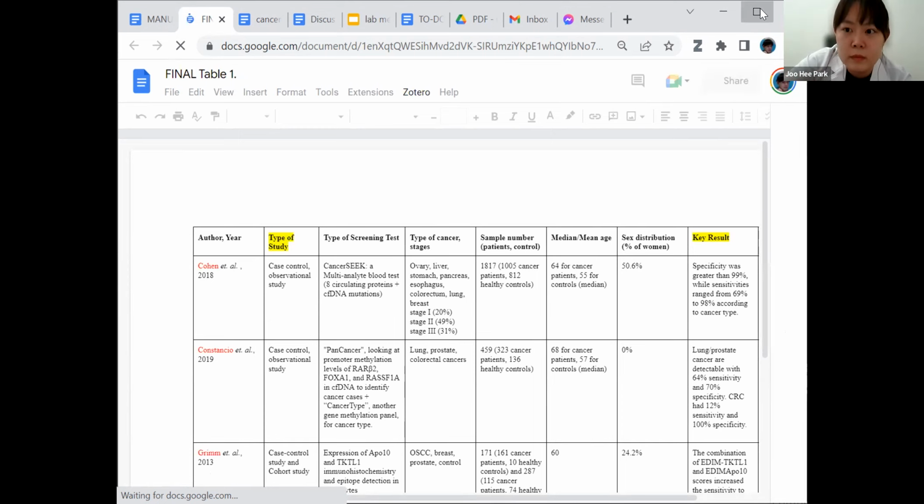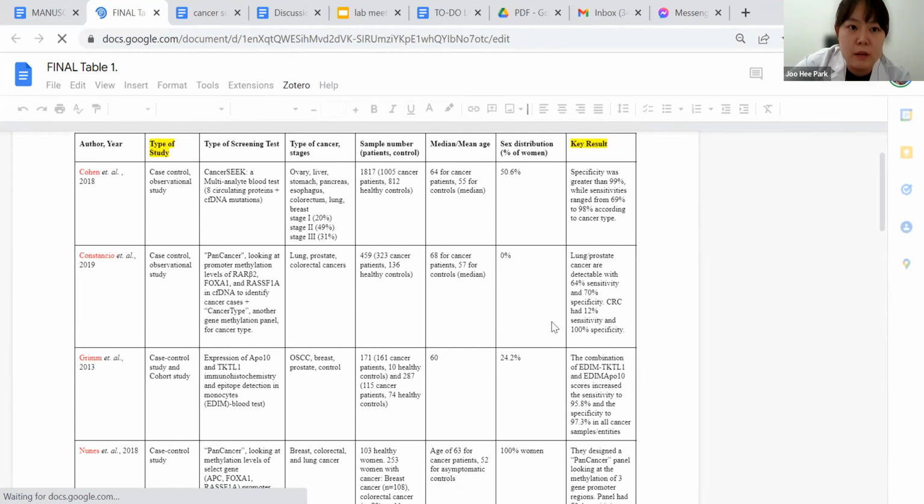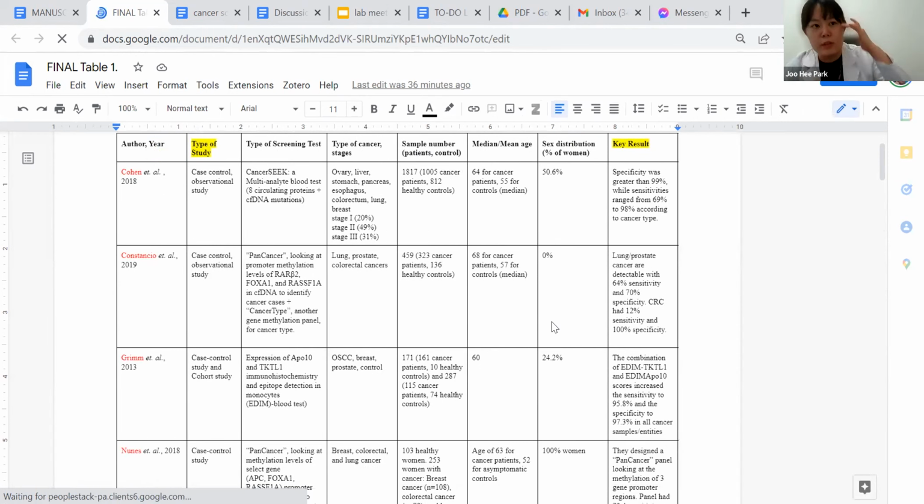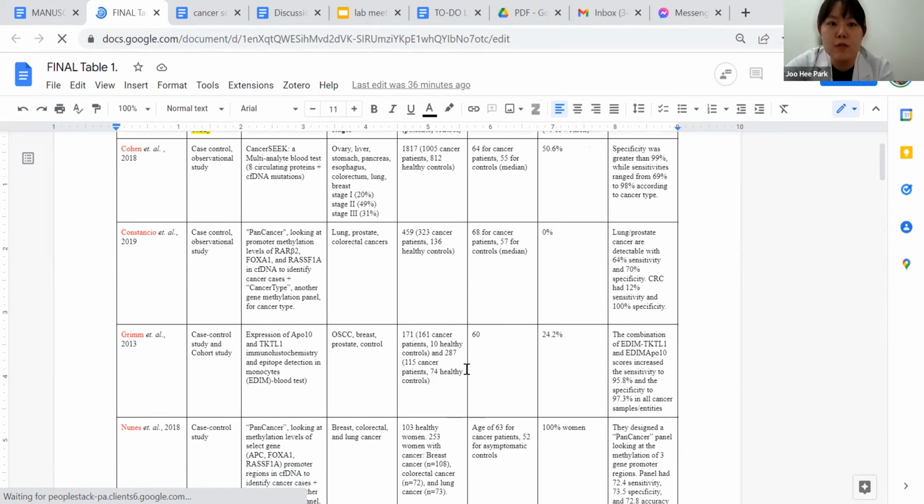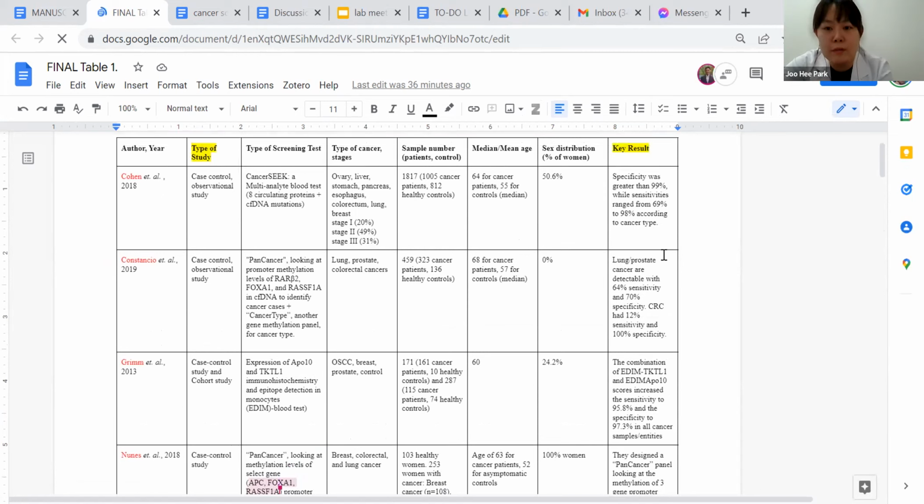So basically what we included in the table was the author, year, the type of study, the screening test, what cancers are included, sample number, the patient and control, and the age, sex distribution, and their key results. So that's all we included in our first table, which is the characteristics table. I was just wondering if you think there is anything additional that we could include or exclude.